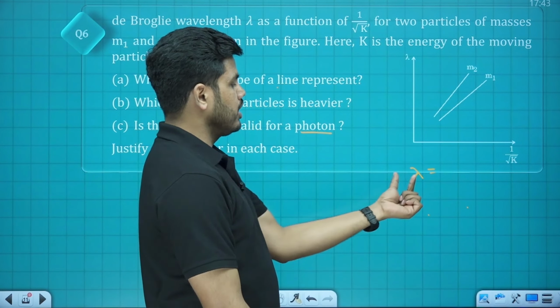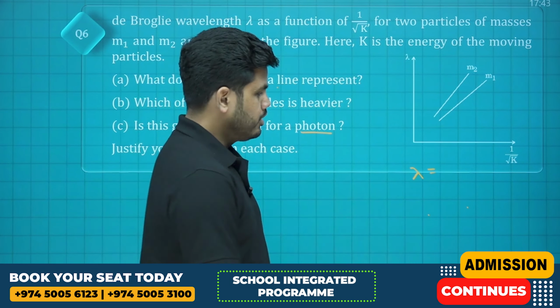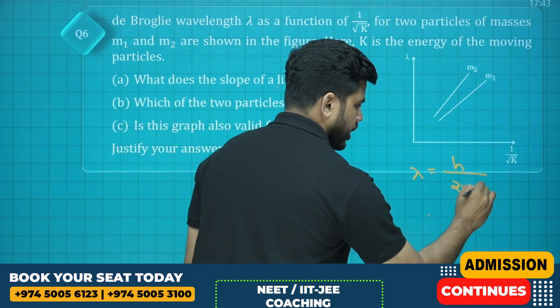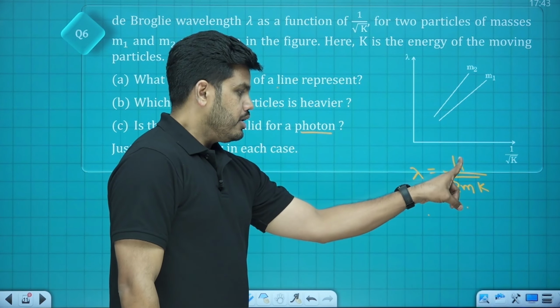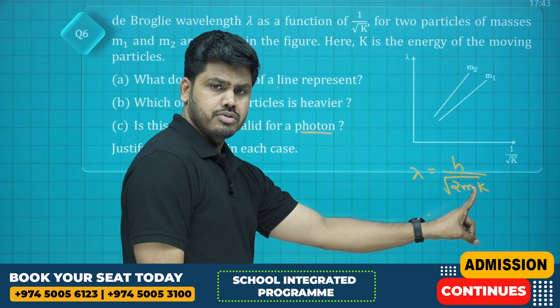So which equation of de Broglie wavelength is to be used? Lambda in terms of kinetic energy and mass. So h divided by root of 2mK, where K is the kinetic energy. See, h, 2 and m, mass, are constants.